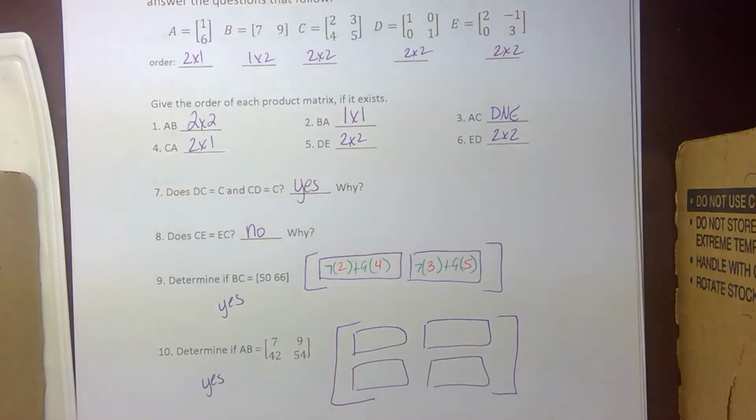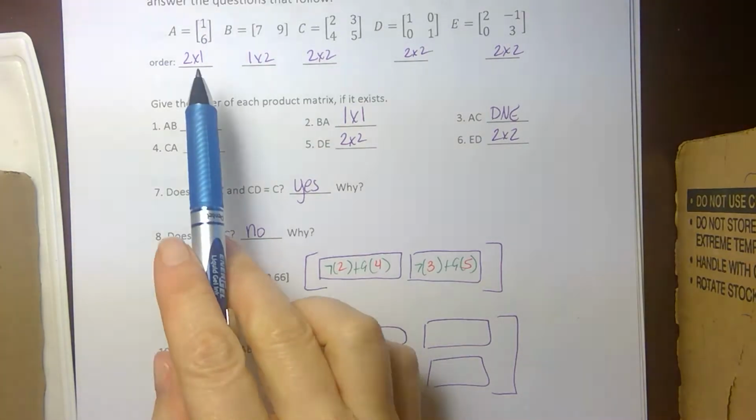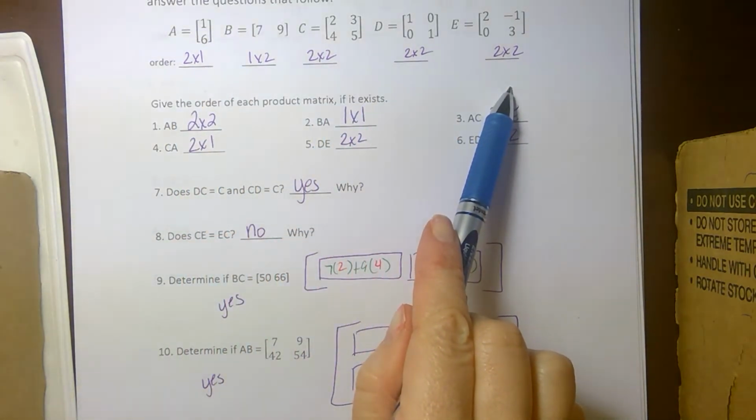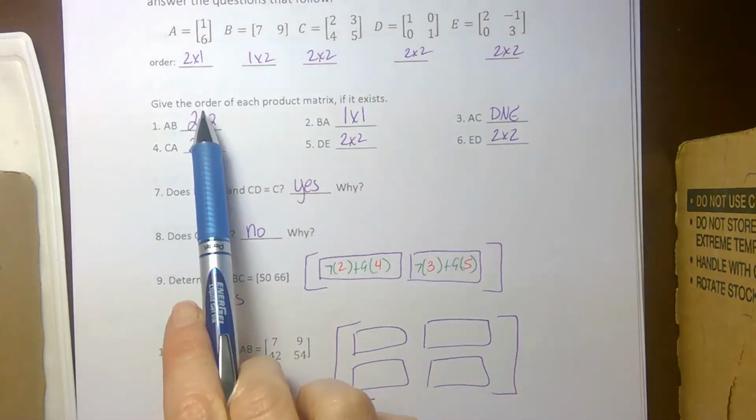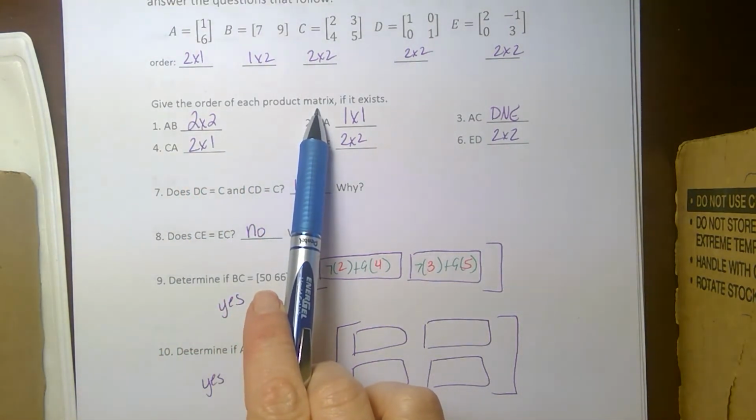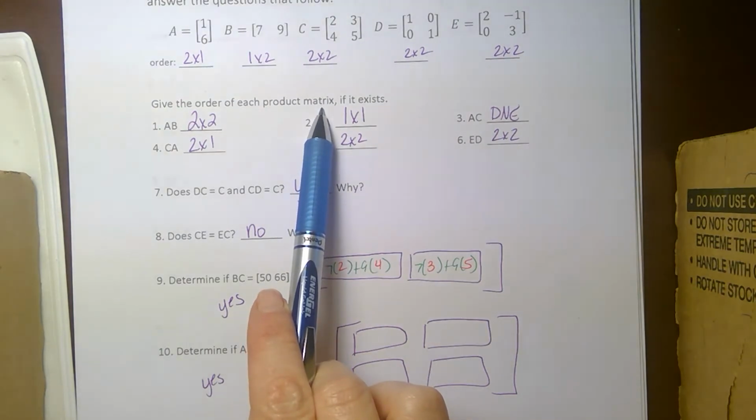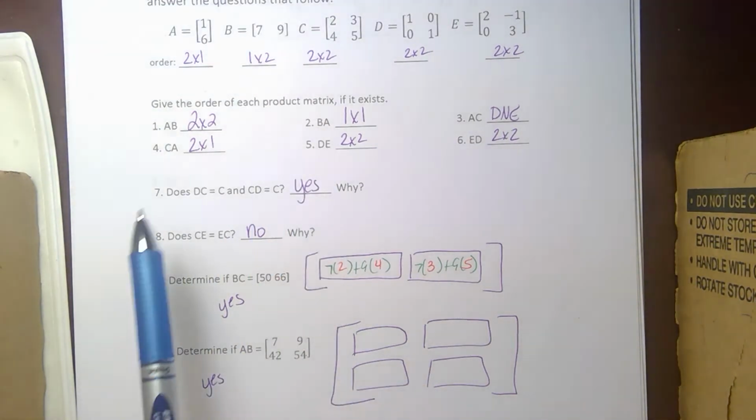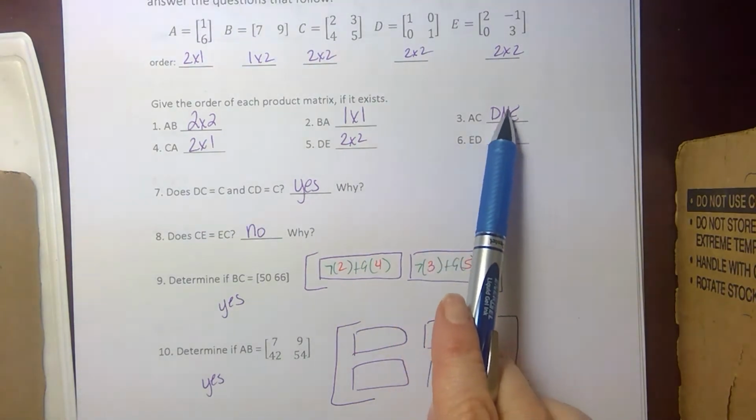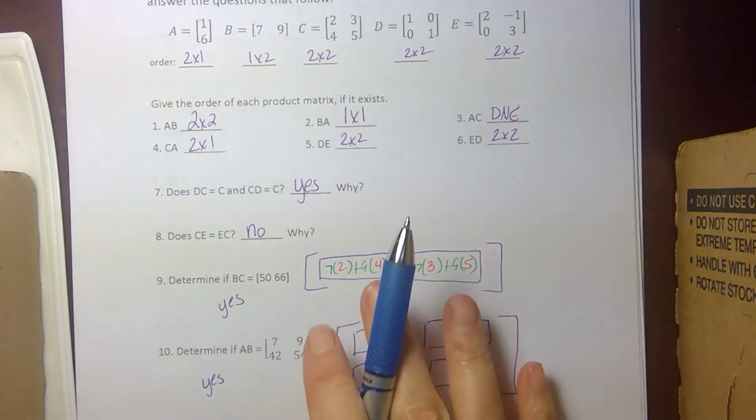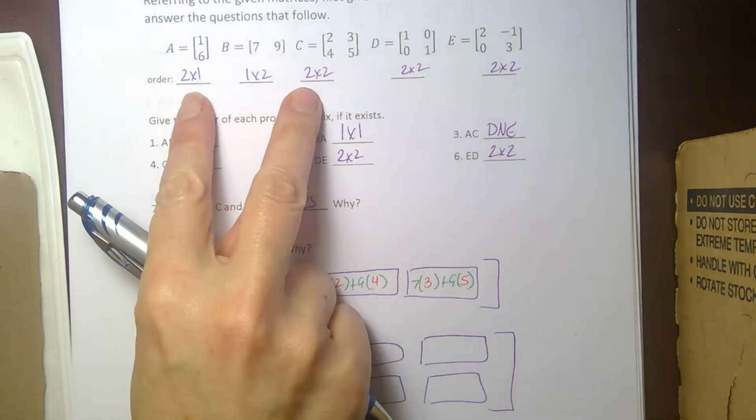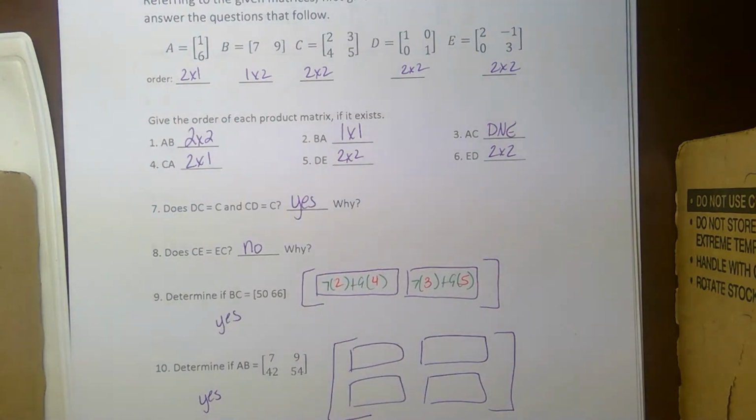Okay, let's go in and look at this. Make sure that you assign the correct order to each of the 5 matrices. And then when you think about the order of the product matrix, you're making sure that those inner values match, and then the size of the product will be the outer values. The only one of these 6 that doesn't exist is A times C, because A is a 2 by 1 and C is a 2 by 2. Those inner numbers do not match.